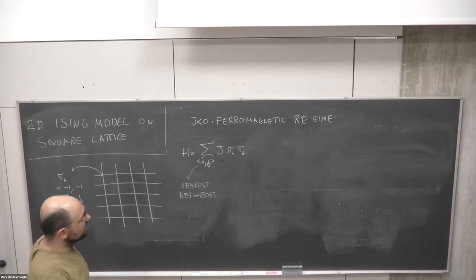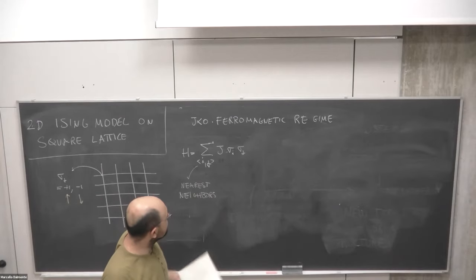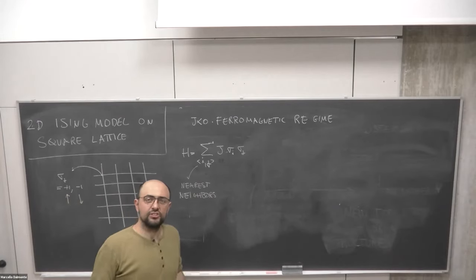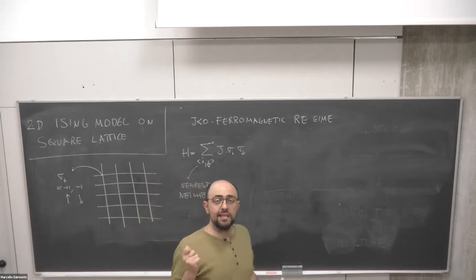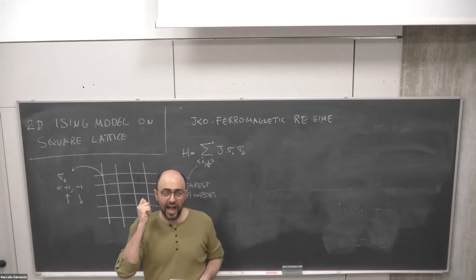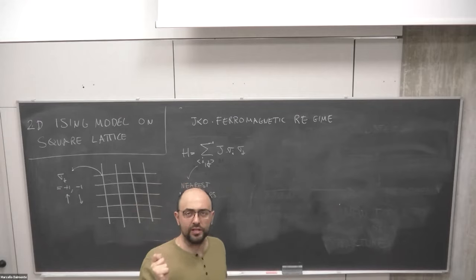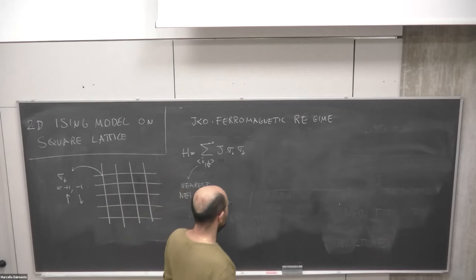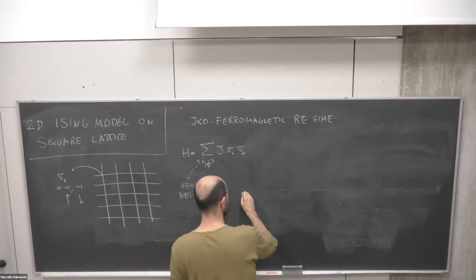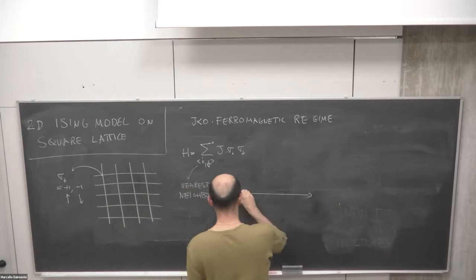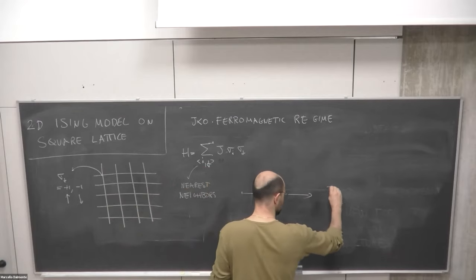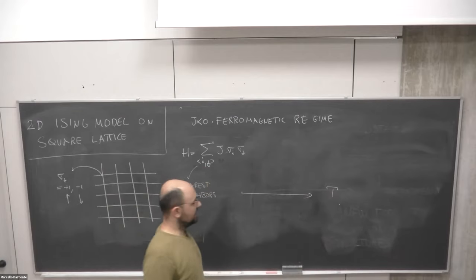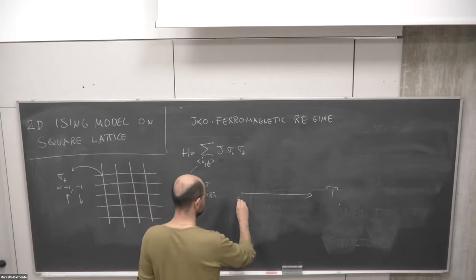So now the Ising model doesn't really have any parameter. The only thing we can think of in terms of driving a transition in this model is temperature. So when we write down a phase diagram of the Ising model, there will always be something which is called temperature. And this will be zero.